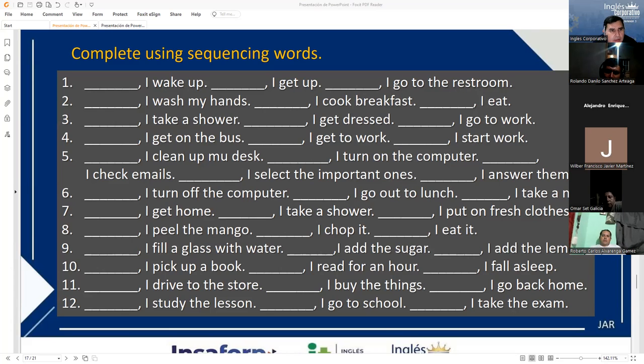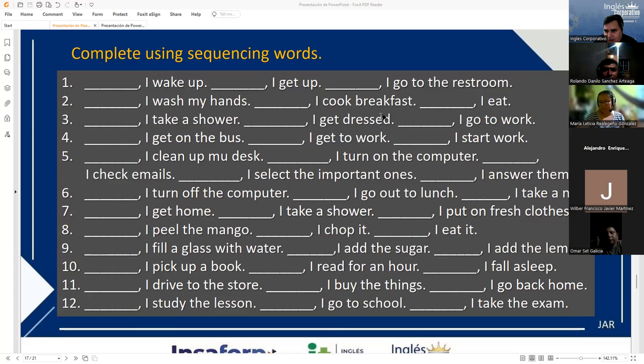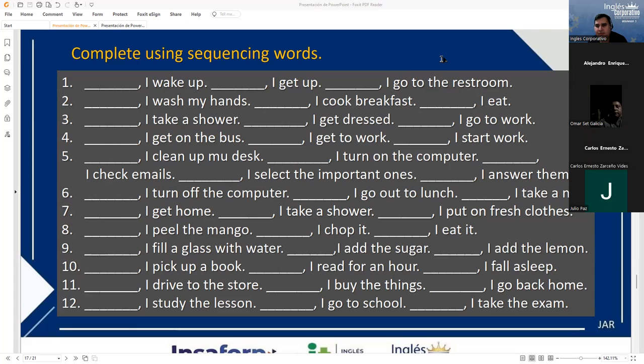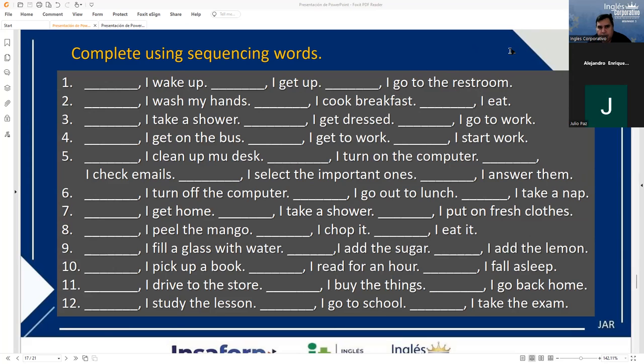Okay, excellent. Well, ladies and gentlemen, today Alejandro Enrique Gonzalez stays with me. The other people, thank you very much for attending. I'll see you tomorrow. Good night. Take care. Sleep well. Thank you for coming. Okay, let's see. Alejandro, do you have any questions?